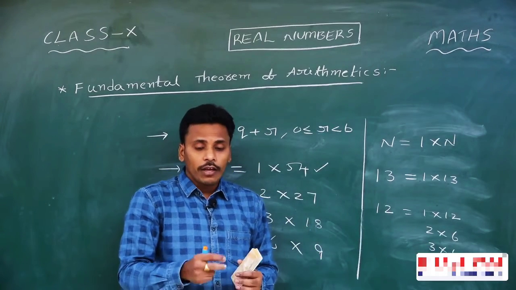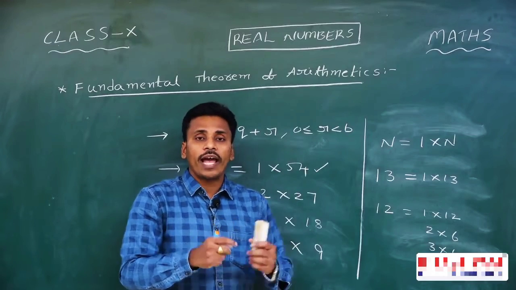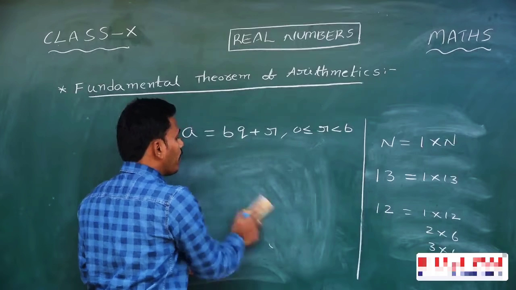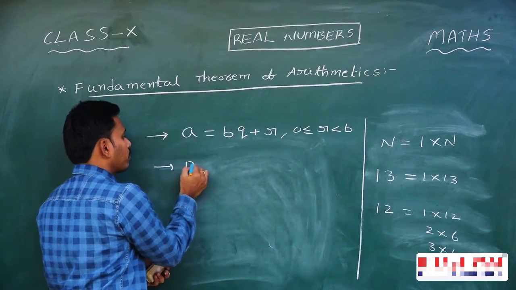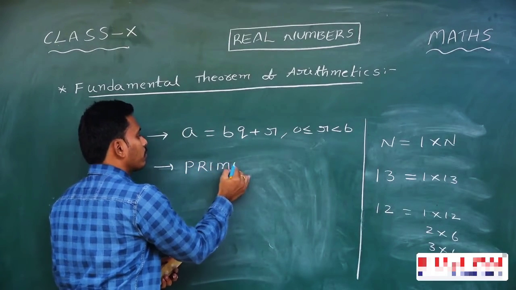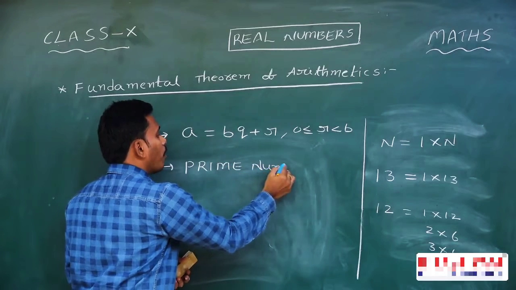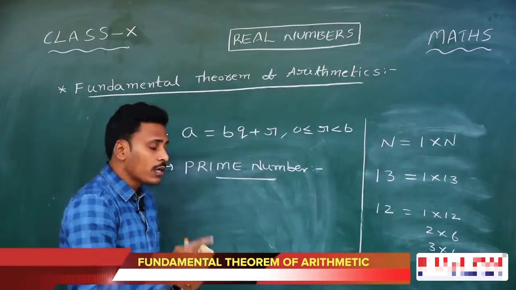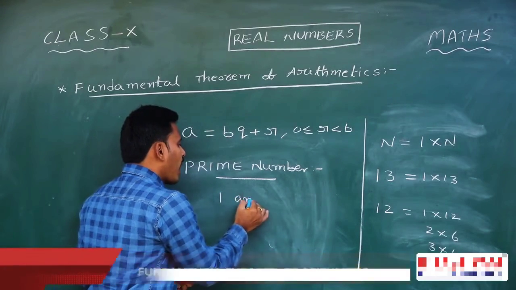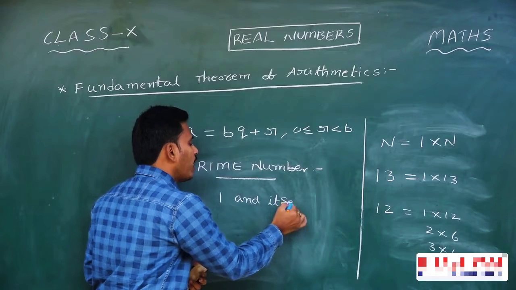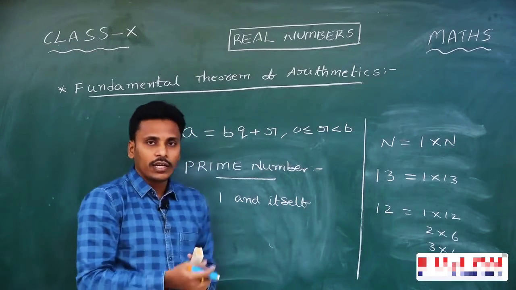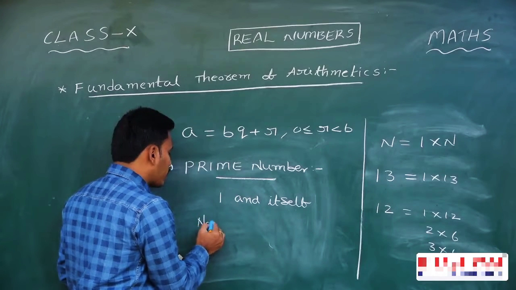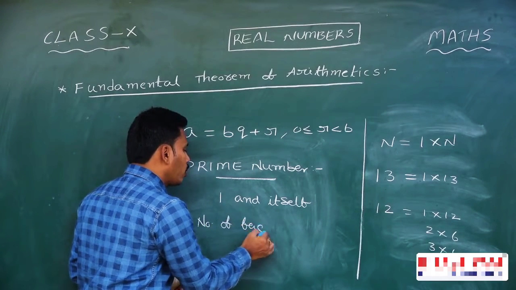In this case, we introduce a term called prime number. What is a prime number? A prime number is a number which has only two factors, 1 and itself. 1 and itself are the only factors for a prime number. It has no other factors. The number of factors for a prime number is only 2.